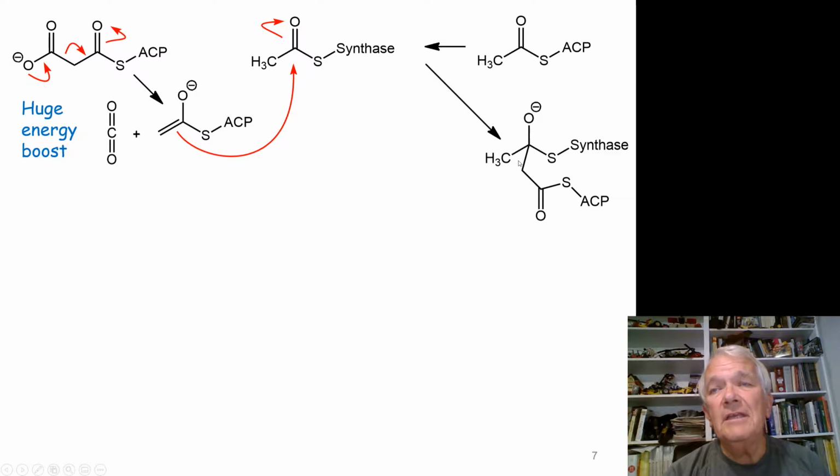Now, the tetrahedral intermediate acts just the way you expect it to do. It kicks out the best leaving group, which of course is going to be the S- here.